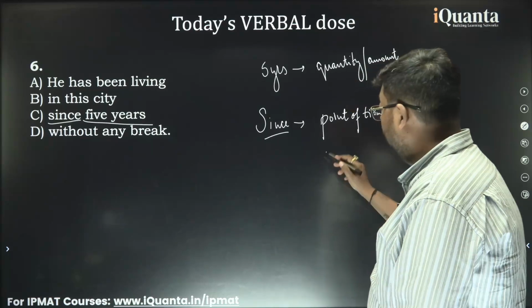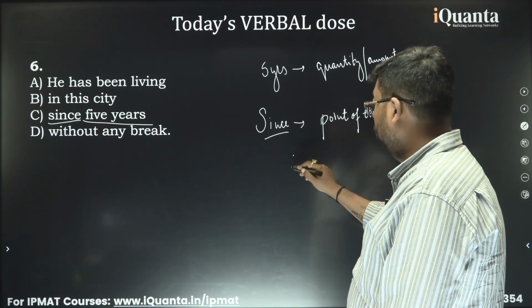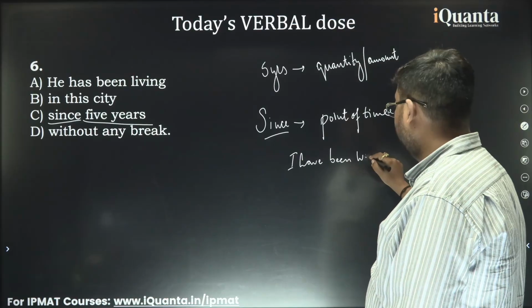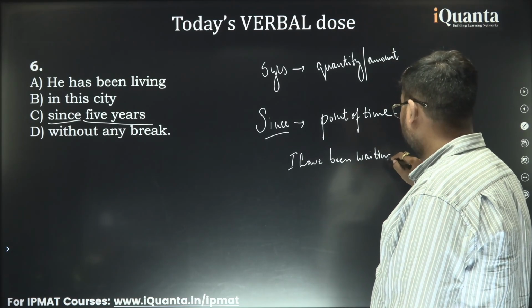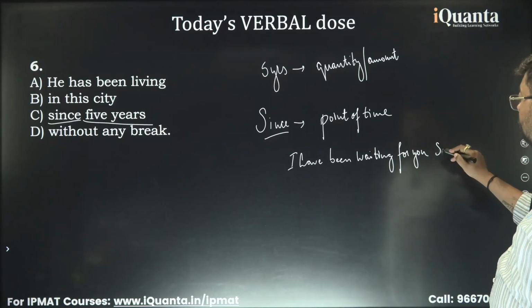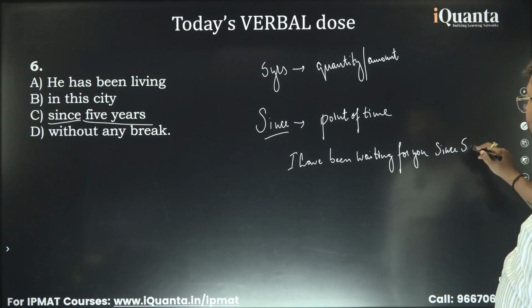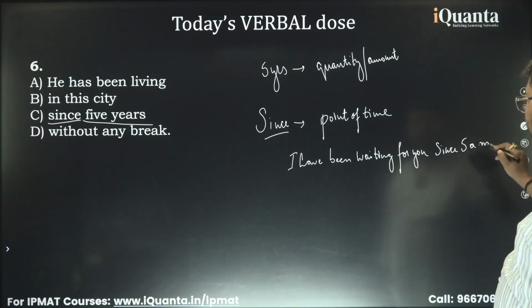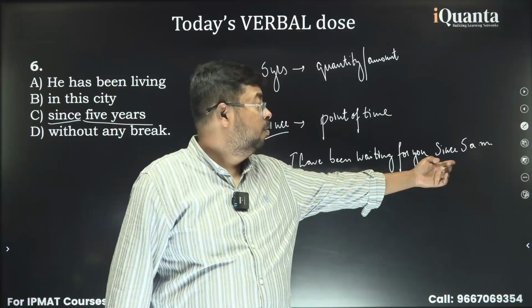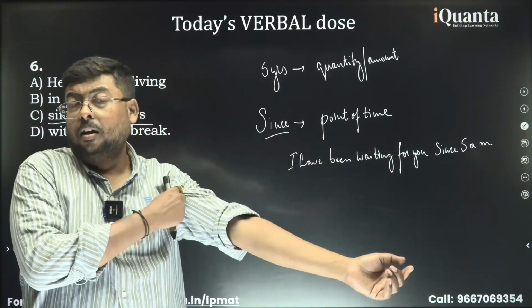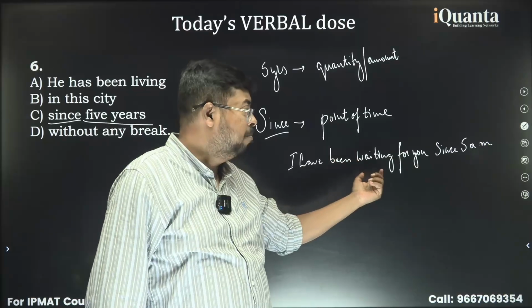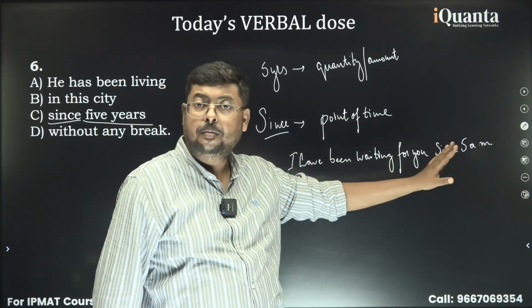What is it? Point of time. Like what? Like we can say, I have been waiting for you since 5 a.m. Okay? So I said that I have been waiting for you since 5 a.m. What does it mean? It means it's talking about a point of time, and that thing, the waiting part, started from that point. Understood?